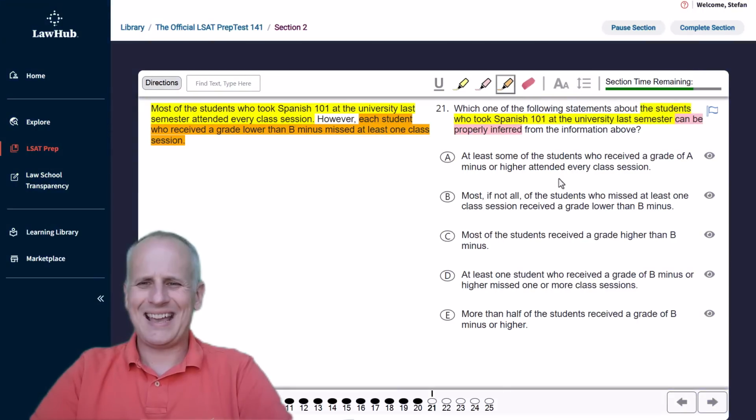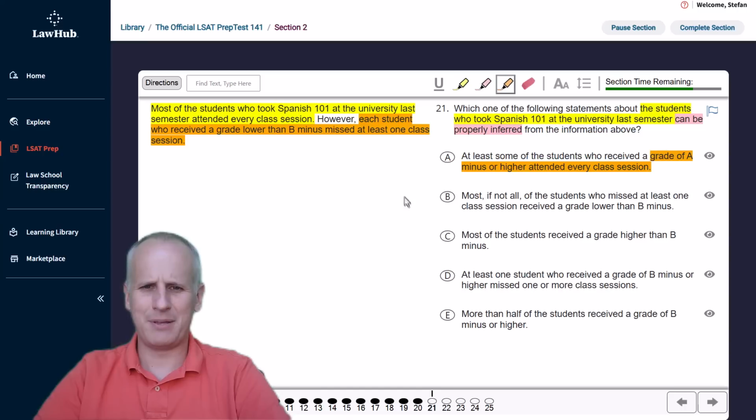So choice A, at least some of the students who received a grade of A- or higher. A- or higher, what now? We talked about B-. I don't know anything about grades that are B- or above, at least right now, and certainly don't know anything about the proportion of A-, so we can eliminate choice A immediately as soon as I see A-. Then choice B, most, if not all, of the students who missed at least one class session received a grade lower than B-.